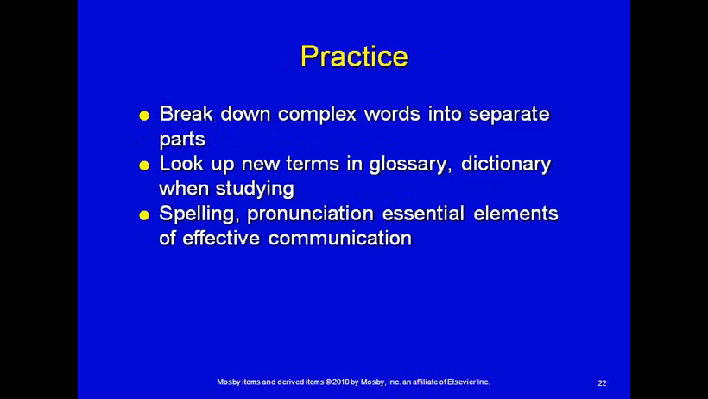To understand medical terminology requires practice. Practice breaking down the large word into separate parts and looking these words up, certainly in the glossary or a dictionary when studying. If you don't understand what the word means, it will help you. And of course, the more you use the words, the more familiar you become with medical terminology.